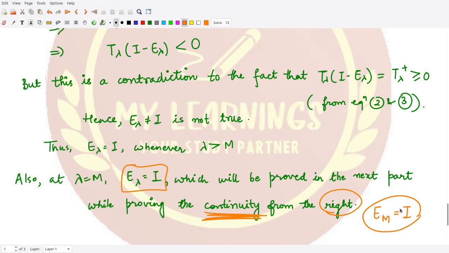So I hope you understood this theorem well, and the proof for parts 2 and 3. We'll be talking about part 4 in the next video.